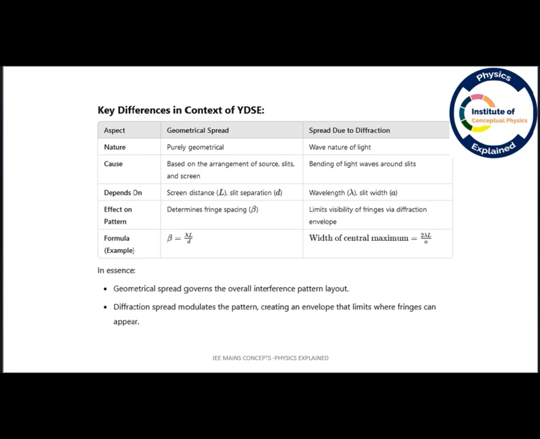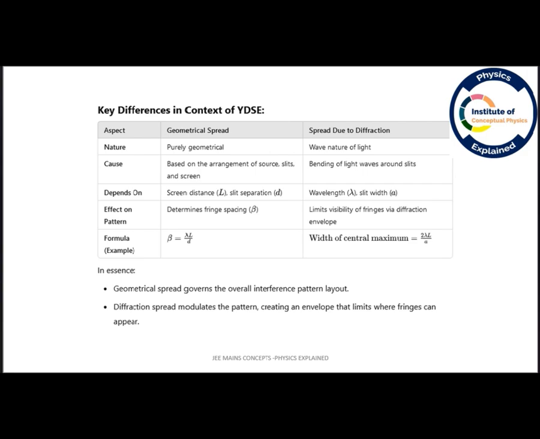Now, what is the key difference between the spread of YDSE and the spread due to diffraction? YDSE is a purely geometrical thing, right? In the sense that it only depends on screen distance, slit width, and separation, and geometrical factors of the experiment. But diffraction, which is the bending of light, depends on the wavelength and the slit width, not on slit separation, obviously, right? And this is much wider because we're referring to the central one, right? The effect on pattern is that the geometrical spread is essentially measured with the help of the fringe spacing, but in the case of diffraction, it is basically 2 lambda L by A, which is the width of the central maxima of the diffraction, right?